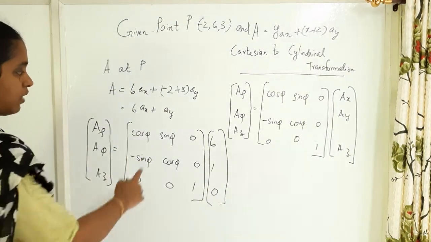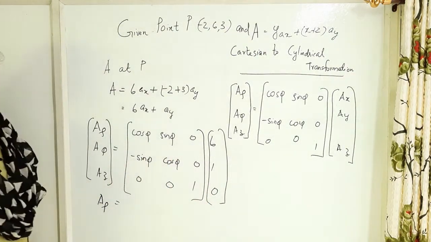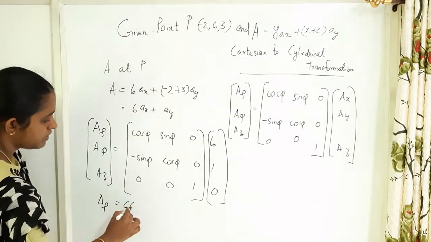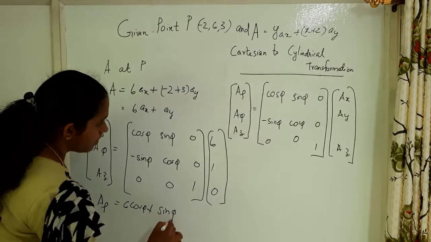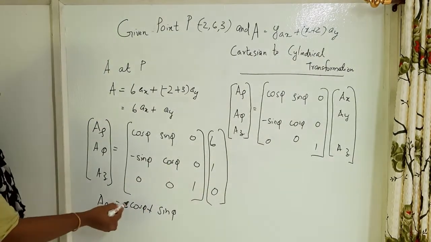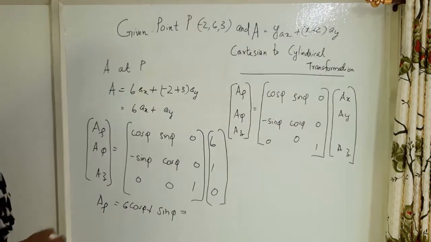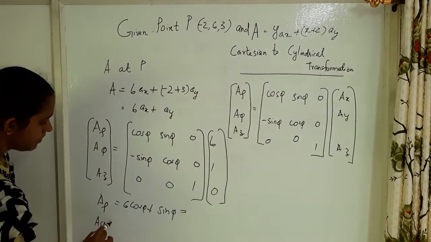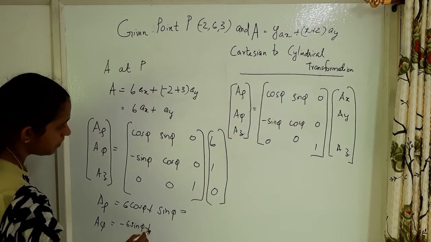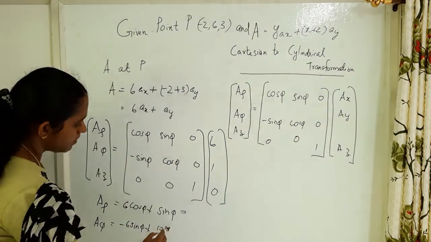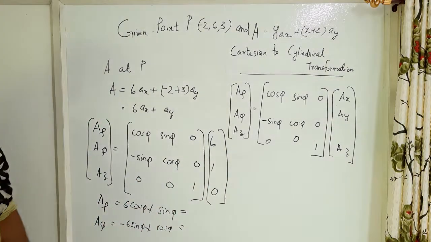So you can write this a rho as, multiply this matrix, cos phi into 6 plus sin phi into 1, that is sin phi, 0 into 0, that is 0. So substitute the value of phi here, so you can find the answer of a rho. Then a phi will be minus sin phi into 6, minus 6 sin phi, plus cos phi. Substitute the value of phi and find the answer.